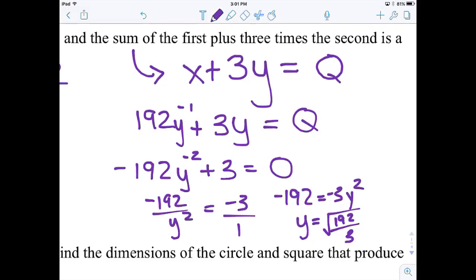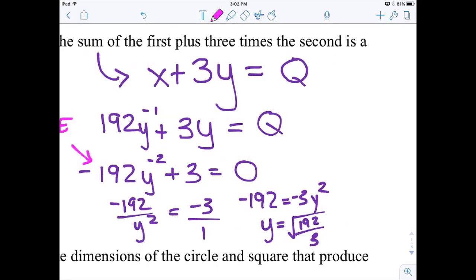Now, something to remember here is we also need to look for where this is undefined. So this derivative does not exist at y equals 0, which means that is one of my critical values, right? y equals 0. And then 192 over 3 is 64. So that means y would equal plus or minus the square root of 64, which is 8. Now we should have a plus or minus there too. So I've got 3 critical values. I've got 0, negative 8, and positive 8. Those are my critical values.